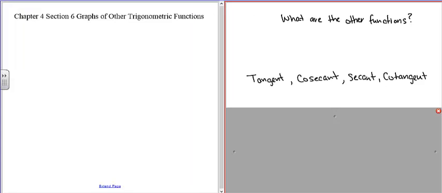So the other 4 functions are the tangent, the cosecant, the secant, and the cotangent. The cosecant is the reciprocal of the sine, the secant is the reciprocal of the cosine, and the cotangent is the reciprocal of the tangent. And the graphs for all these, well, the tangent and cotangent are very similar. The cosecant and secant are not very much similar to the sine and cosine at all.